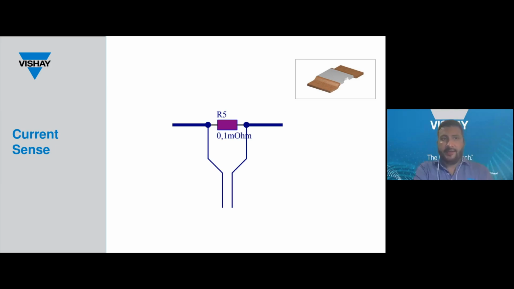In this design, a Vishay power metal strip resistor, the WSLP3921, was selected with a 100 micro ohm value to minimize power dissipation.